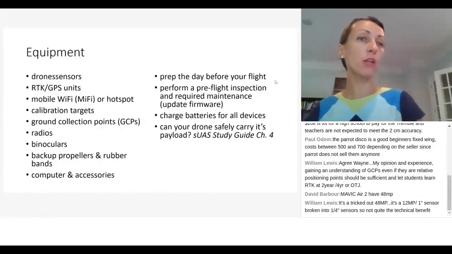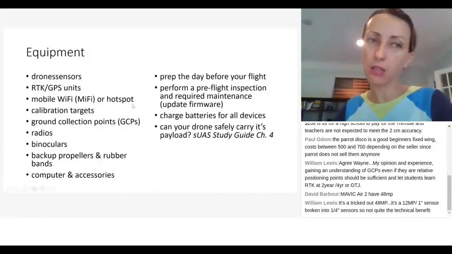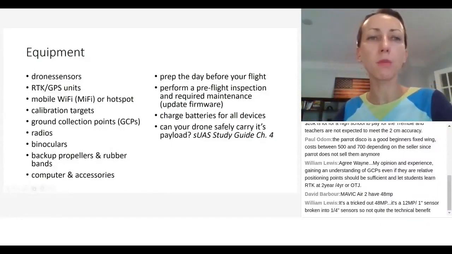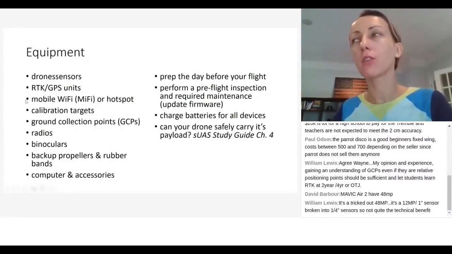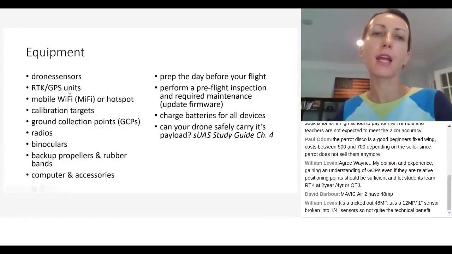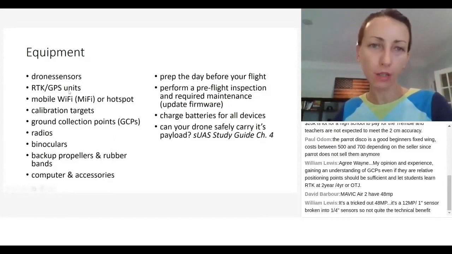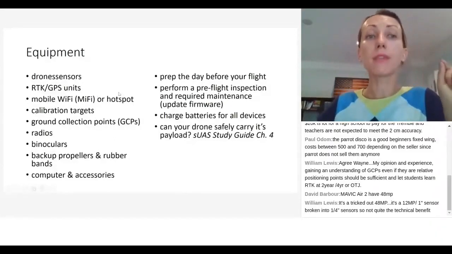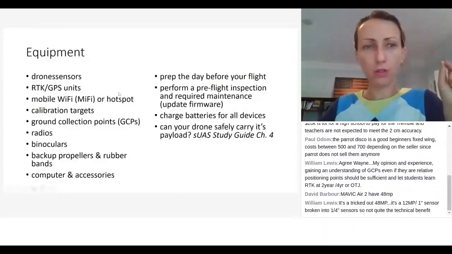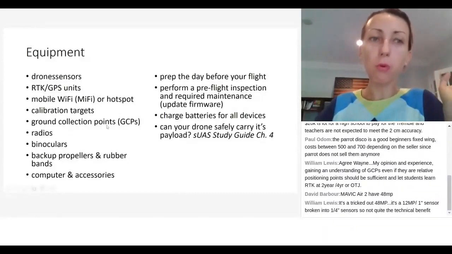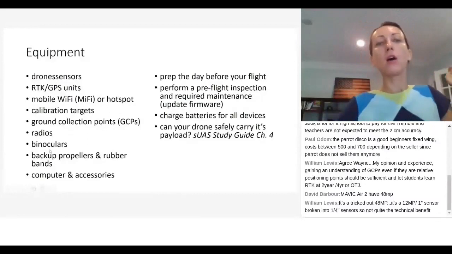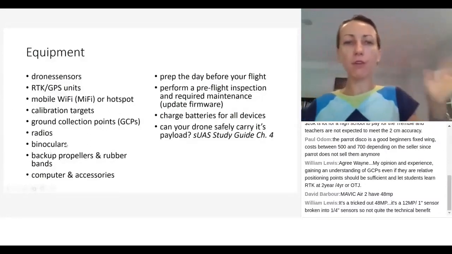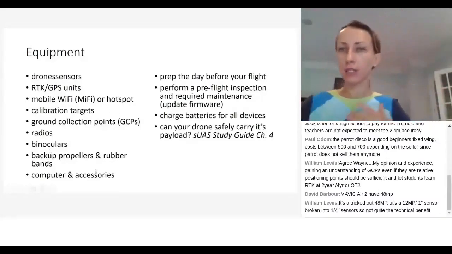So again, when you bring one of these RTKs, and this is why I'm saying the cost is fairly prohibitive, you don't only bring a GPS unit, you have to bring a mobile hotspot, because you're having to connect over the internet to a real-time network in North Carolina to do a differential correction. So are you bringing ground control points, radios, binoculars, backup propellers, rubber, whatever, all these things you need, right?